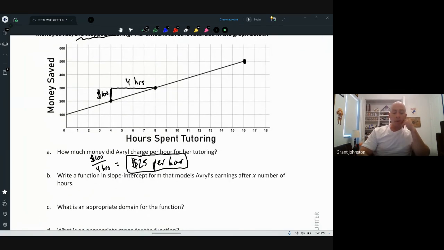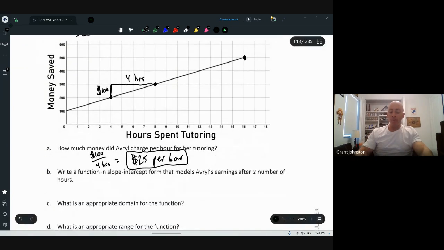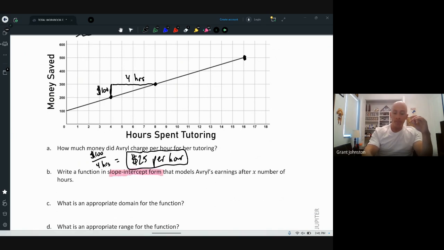B says, write a function in slope-intercept form that models Abrielle's earnings after x number of hours. So I'm going to use y equals mx plus b because it wants slope-intercept form. So y equals, the slope's 25. So I'm going to say 25x. And then our y-intercept is our b, and that's at 100. So 25x plus 100, right? That's our y-intercept.